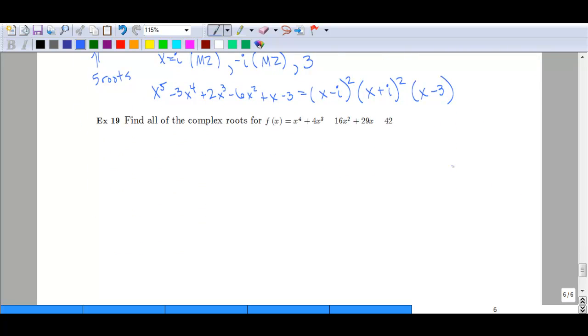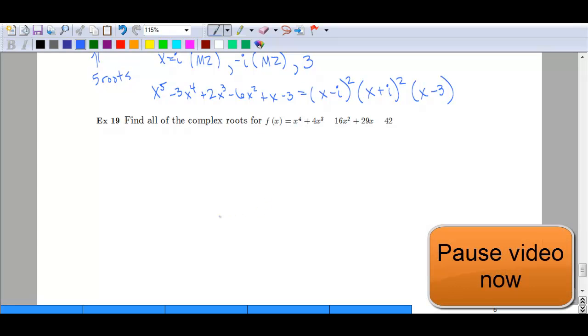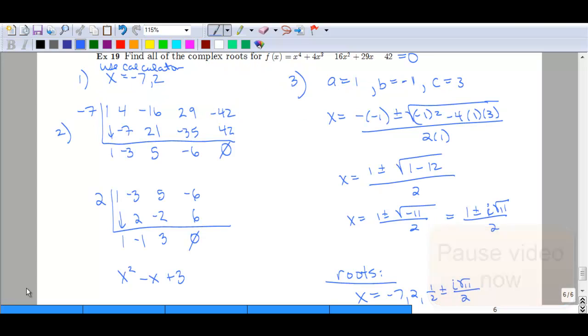So one last example here, we want to find all the complex roots for this problem. Again, this one does not factor nicely, so we want to take a look at the calculator first, and I want you to pause the video here and try this example, then resume to see if you've gotten the correct answers. So for this one, you should have used your calculator to find the roots of -7 and 2. I did show how you can do this with synthetic division. You can do this twice with synthetic division versus the long division if you choose. It's a little bit faster this way.